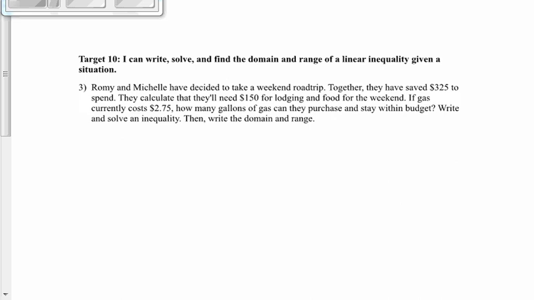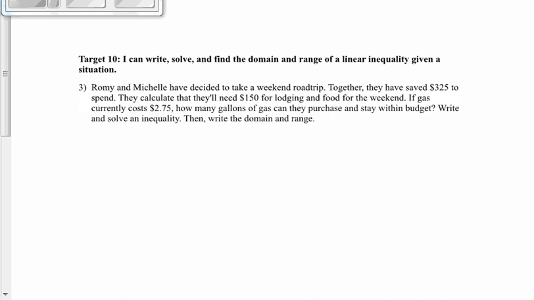Romy and Michelle, which I don't know if you've seen Romy and Michelle's High School Reunion, it's a great movie, have decided to take a weekend road trip. Together, they have saved $325 to spend. They calculate that they'll need $150 for lodging and food for the weekend, and gas currently costs $2.75. How many gallons of gas can they purchase and stay within budget? We're going to write and solve that inequality and write the domain and range.